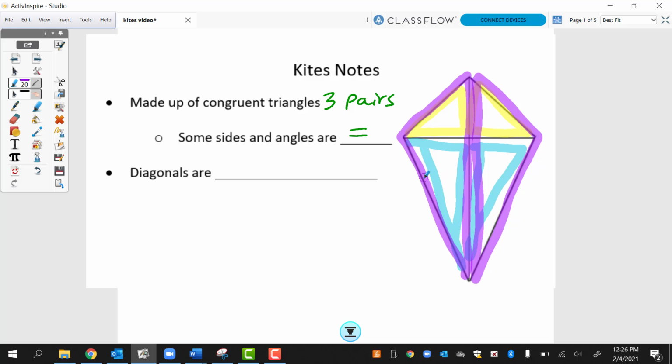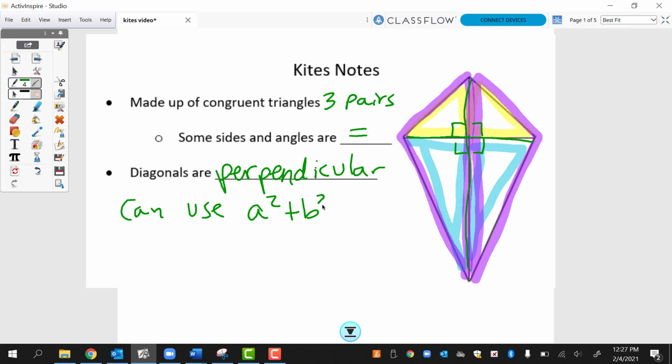So we're going to use those to help us figure out which things are equal, which things maybe aren't equal. And then the other thing we need to know, the diagonals, which are the lines that go through the middle, they are perpendicular, which means that in the middle, these are 90-degree angles. All of them are 90 degrees in the middle. And it also means we can use the Pythagorean theorem, a squared plus b squared equals c squared, to get the slanted sides.